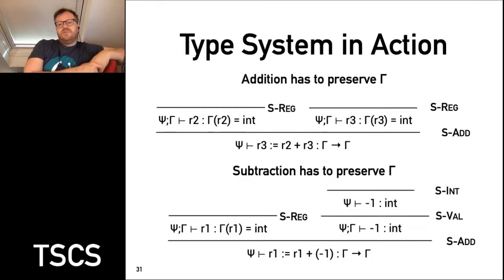For this other rule, we need to use the sval rule and then the sint rule, so that we actually come to the same conclusion, but this is just technically, you've seen before that -1 is an integer.